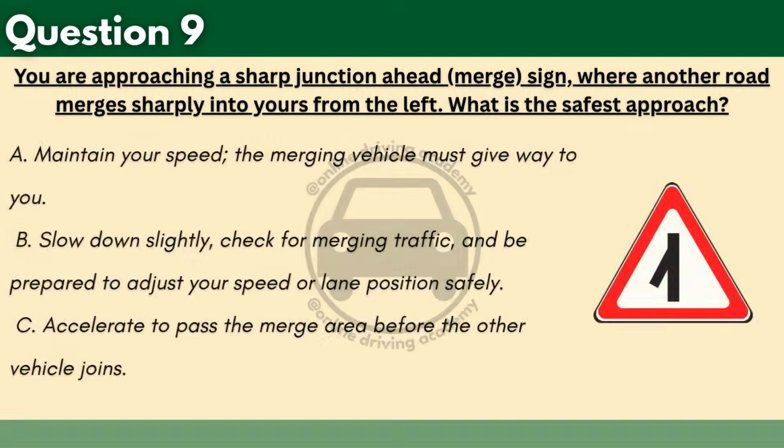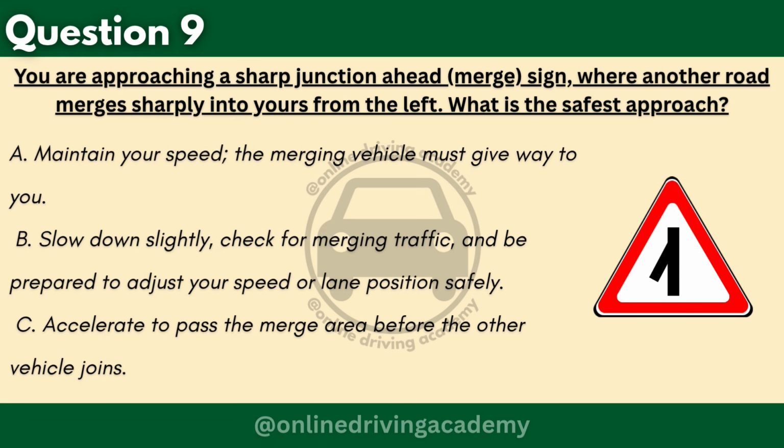Question 9. You are approaching a sharp junction ahead. Now this is going to be a merge sign, right? Where another road merges sharply into yours from the left. What is the safest approach? Is it option A, maintain your speed, the merging vehicle must give way to you? Is it option B, slow down slightly, check for merging traffic and be prepared to adjust your speed or lane position safely? Is option C, accelerate to pass the merge area before the other vehicle joins?